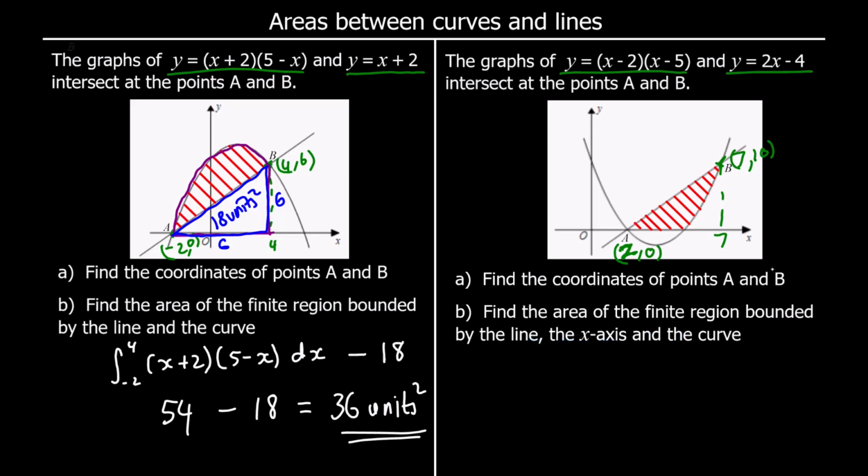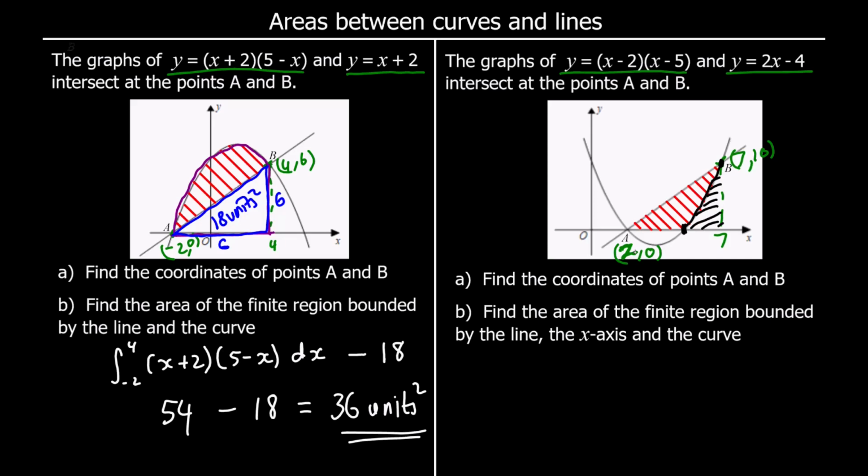Find the area of the finite region bounded by the curve, the x-axis, and the line. So this time we could find the area under this part of the curve. And then that would make a complete triangle.